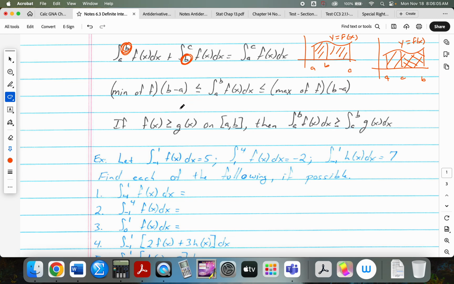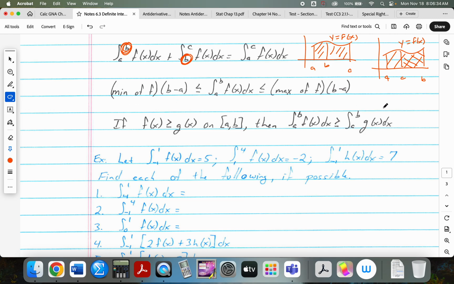A property of definite integrals that we don't use very often is this one, and that is if I take the minimum value of f on the interval from a to b times b minus a, so I'm getting an area, that's going to be less than or equal to the integral from a to b of f of x dx, which is going to be less than or equal to the maximum of f times b minus a.